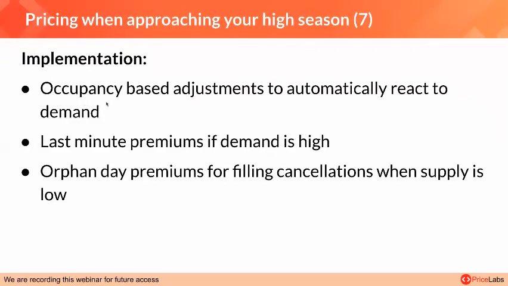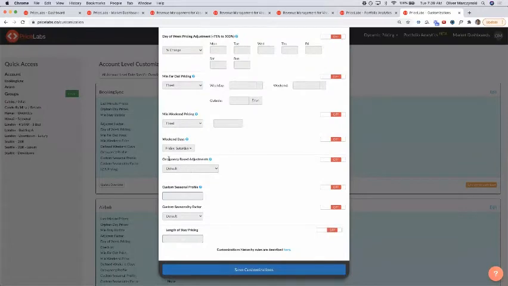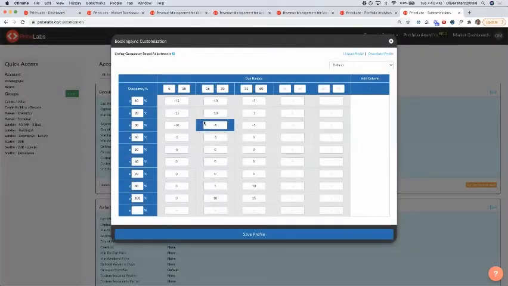Occupancy-based adjustments to react to higher demand. So in PriceLabs, we have occupancy-based adjustments, which I'm sure a lot of you are familiar with. So in our customizations, you can set up occupancy profiles that automatically adjust your rates based off of the demand for your listings. So how these work is depending on your occupancy for individual listings in these day ranges that you see at the top, we will either apply a discount when your occupancy is low or a premium when your occupancy starts to get higher here.